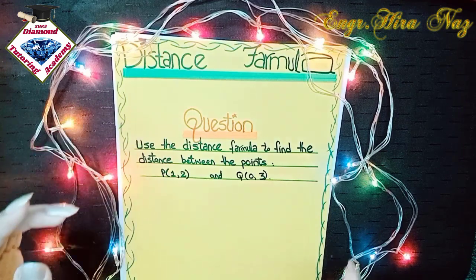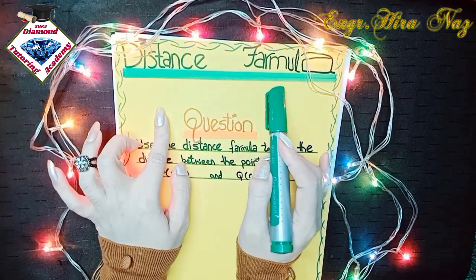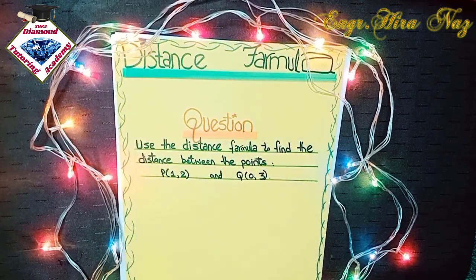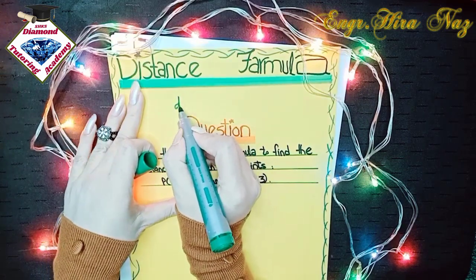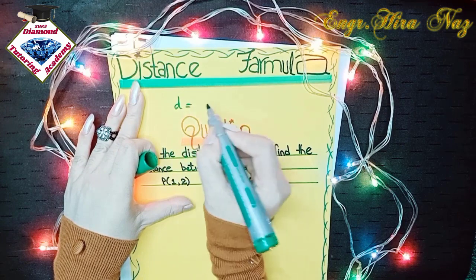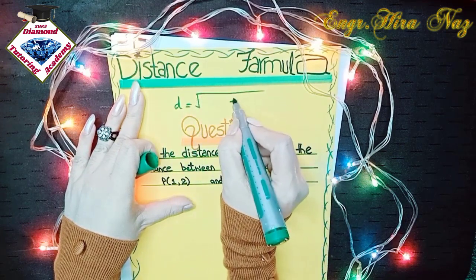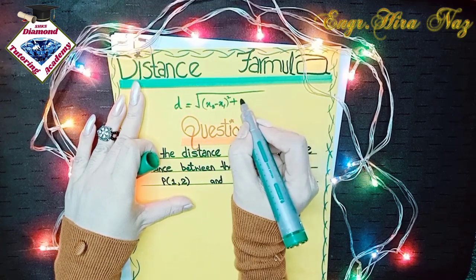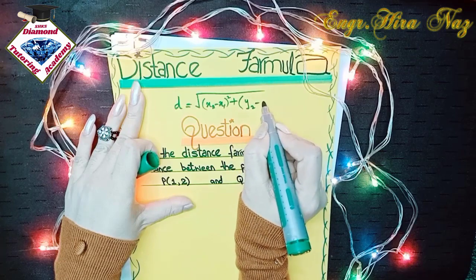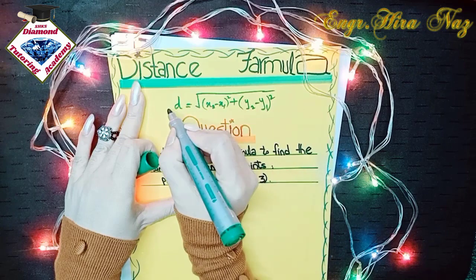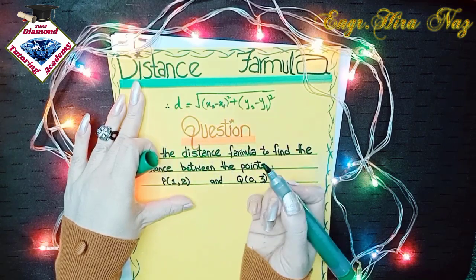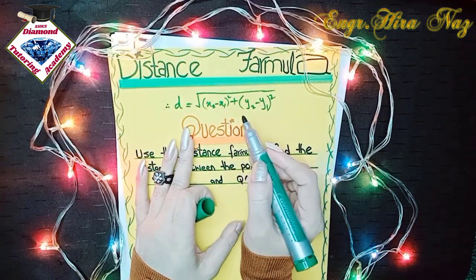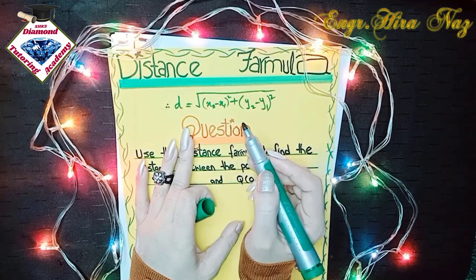Let's move to the topic, and that is to calculate the distance between points. We use the distance formula to calculate the distance between points. And the formula is: D, that is the distance between the points, is equal to the square root of the sum of (x2 minus x1) whole square and (y2 minus y1) whole square. We use this formula to find the distance between points on the coordinate axis, where x1 and y1 are the values of the first point and x2 and y2 are the values of the second point.